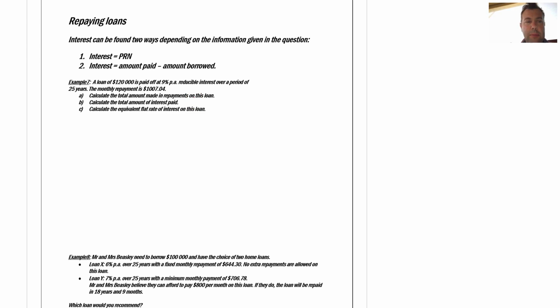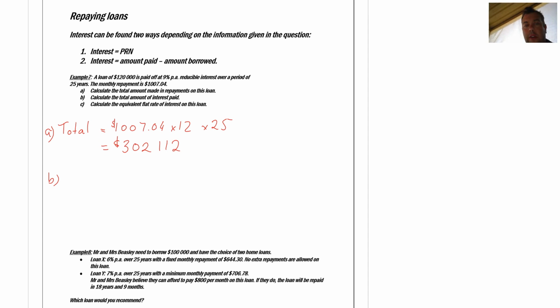Look, this looks like it might be hard, but I know what the monthly repayment is. I know that I'm making monthly repayments for 25 years. So the total amount repaid equals $1,007.04, my monthly repayment. If I multiply that by 12, that's how much I repay every year. If I multiply it by 25, that'll be how much I've repaid in total. So those 300 repayments at $1,007 brings us to a total of $302,112 repaid.